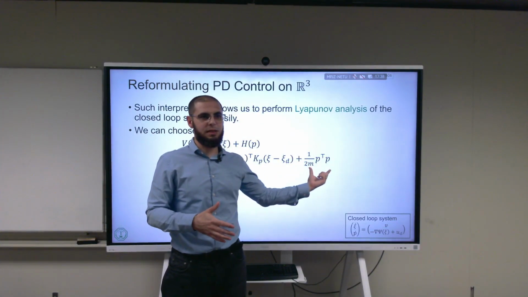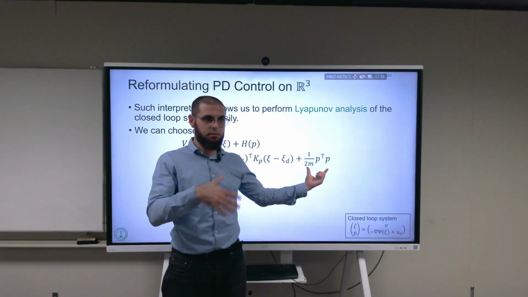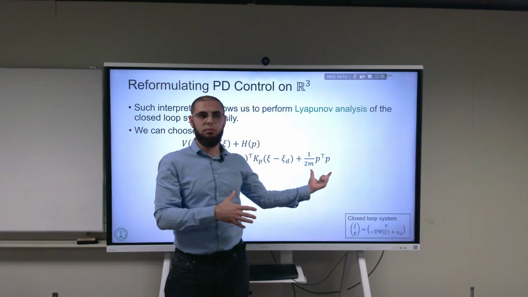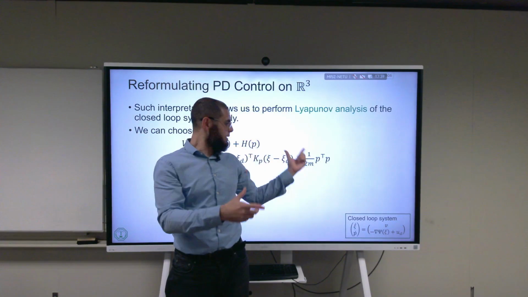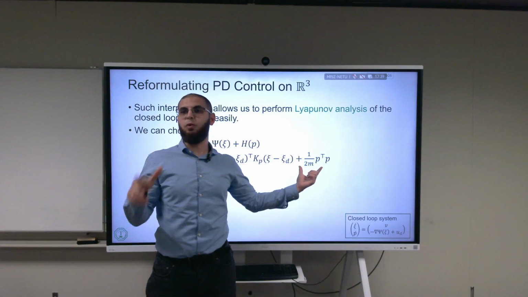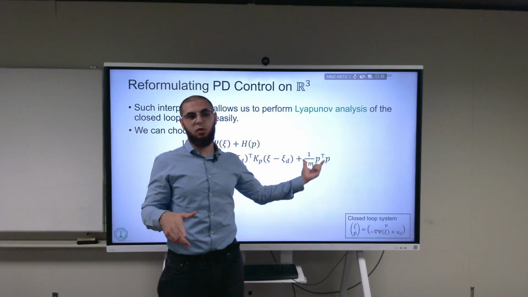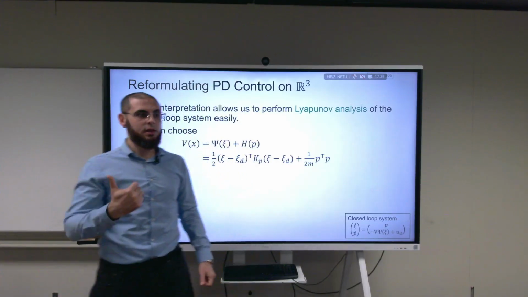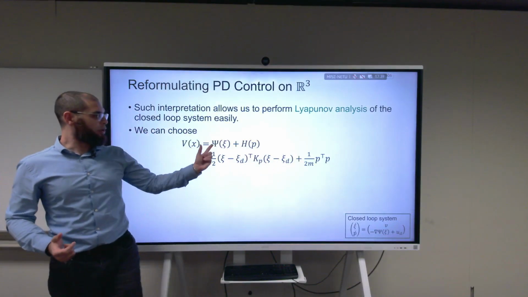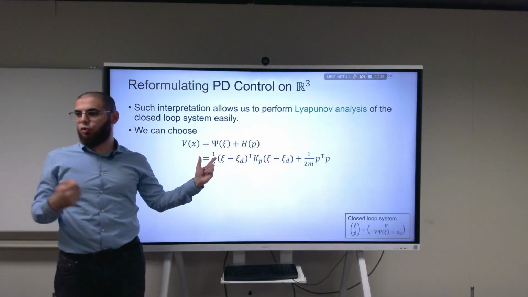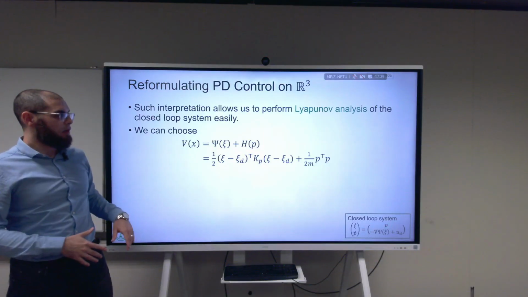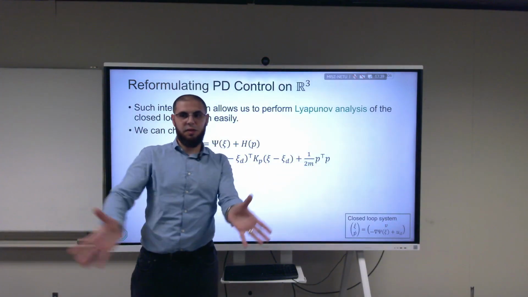Does anyone remember what this was? Momentum. And what is this term? P is momentum, and what is this term? Energy, kinetic energy, exactly. I showed you last time this is equivalent to half m v transpose v, so half m v squared, but written in terms of the momentum, not the velocity. So this is that term, and this term is simply the potential function we derived the controller from. Make sense? Okay?